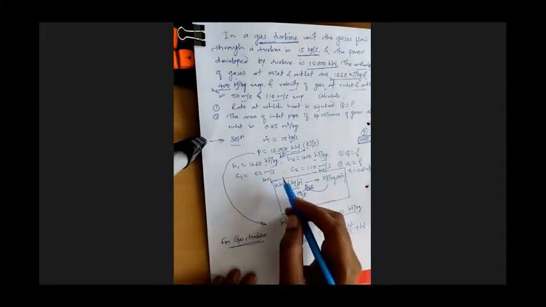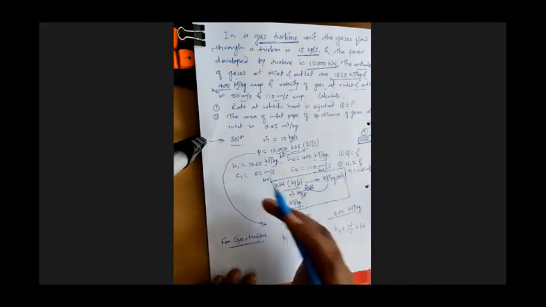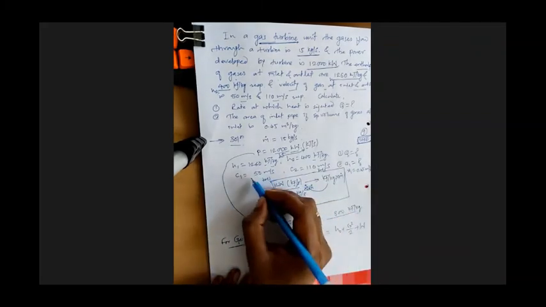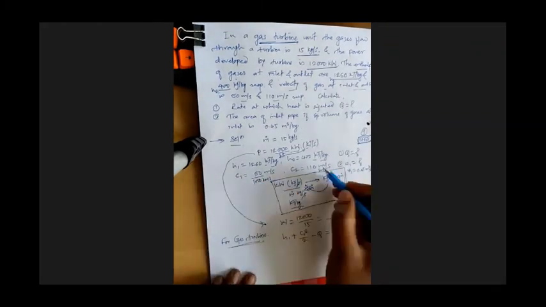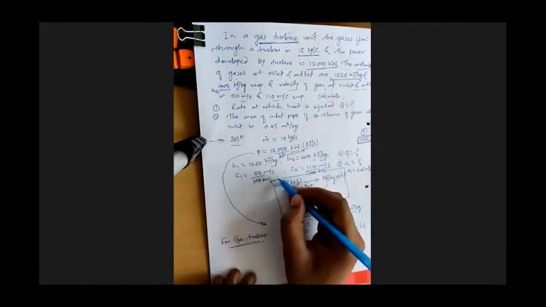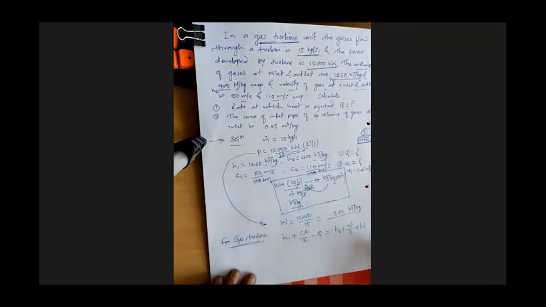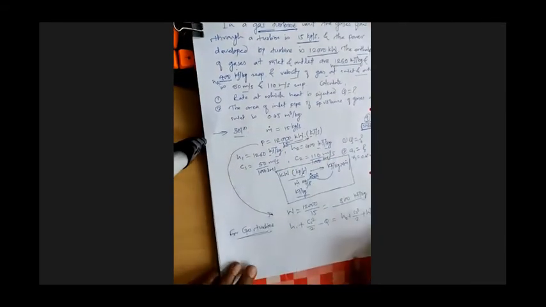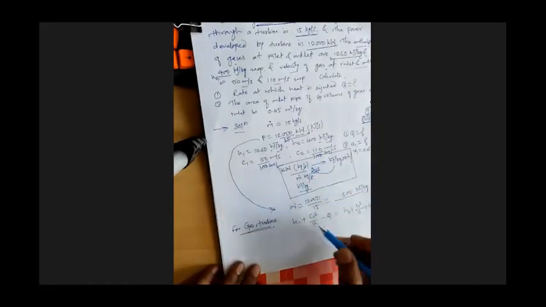50 into 10 raised to minus 3, right? So I need to divide this by 1000. So instead of meter per second, now it will become kilometers per second. Once you have converted into kilometers per second, now let's put all the things in this equation.